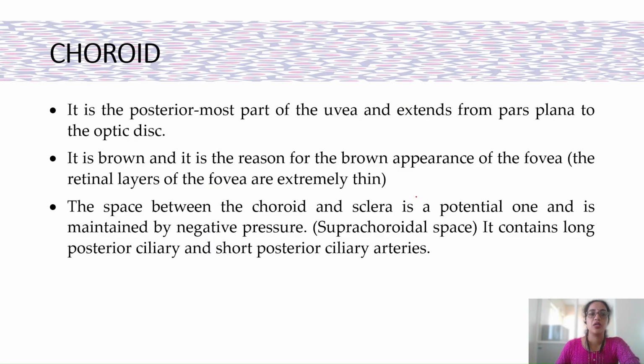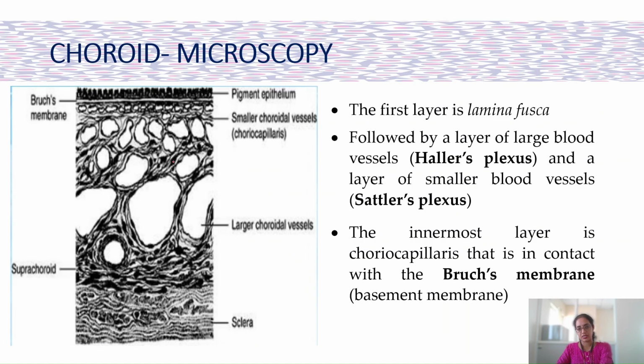Okay, choroid. It is the posterior most part of the uvea and extends from the pars plana till the optic disc. The color is brown because of pigments, and this is the reason for the brown appearance of fovea. In the fovea, the retinal layers are thin, and that's why the fovea looks a little more brown than the rest of the retina. The space between the choroid and the sclera is a potential one and is maintained by negative pressure. So this is known as the suprachoroidal space, and it gives space for the long posterior ciliary arteries and the short posterior ciliary arteries.